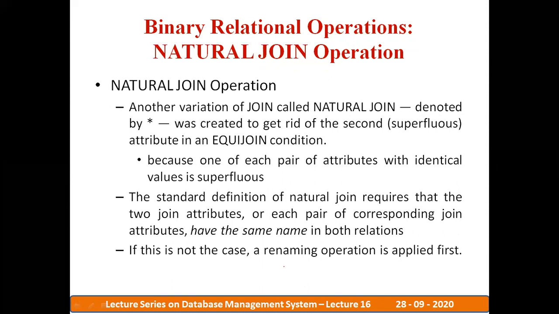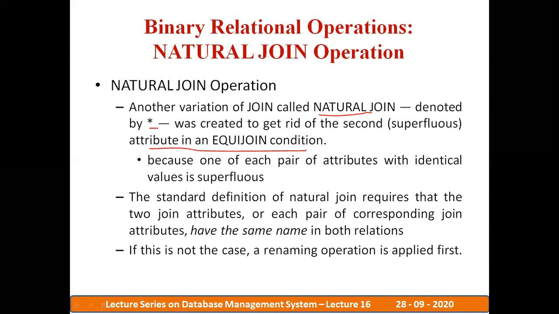After the equijoin, the second variation of the join that we are going to discuss is the natural join. The natural join is another variation of the join operation. We denote it using the asterisk, the star mark. This was created to get rid of the second, superfluous attribute in an equijoin.